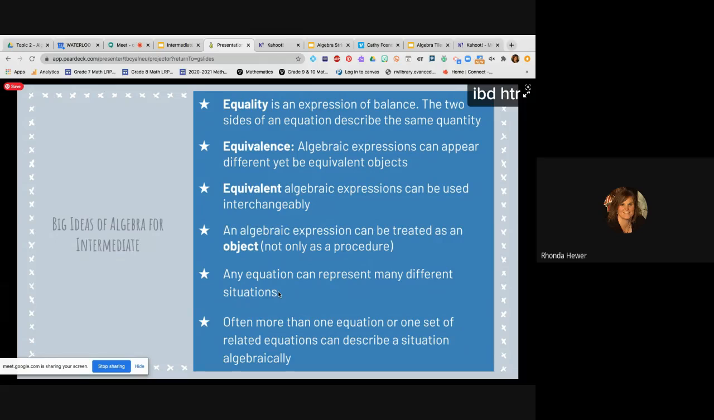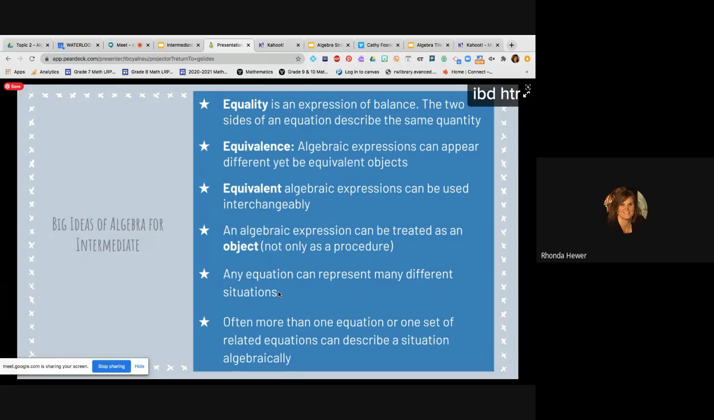An algebraic expression can be treated as an object, not only as a procedure. I love this one. Let's think about if you were going to go for a formula for perimeter: 2 times length plus 2 times width. That's an expression, and we use that expression to get an answer for perimeter. So that's using that expression as a procedure. But many times in algebra, the answer might just be 3x plus 1. The answer might be the algebraic expression. So an algebraic expression is actually a mathematical object. It's not always a means to an answer.